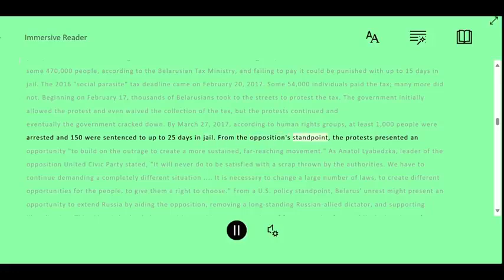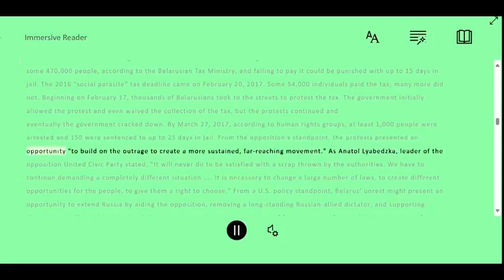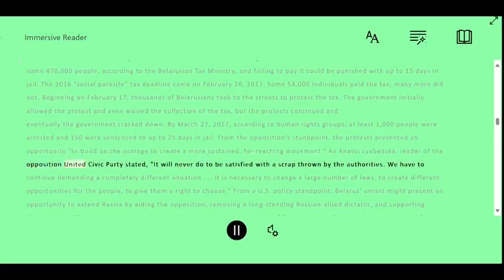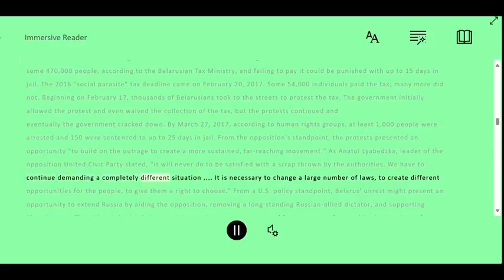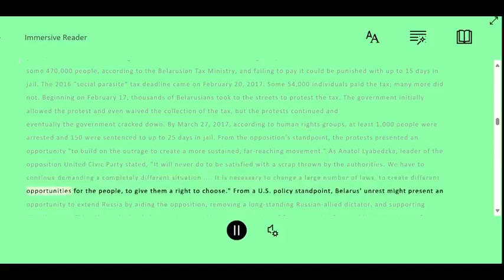From the opposition standpoint, the protests presented an opportunity to build on the outrage to create a more sustained, far-reaching movement. As Anatol Lyabedska, leader of the opposition United Civic Party, stated, "It will never do to be satisfied with a scrap thrown by the authorities. We have to continue demanding a completely different situation. It is necessary to change a large number of laws, to create different opportunities for the people, to give them a right to choose."